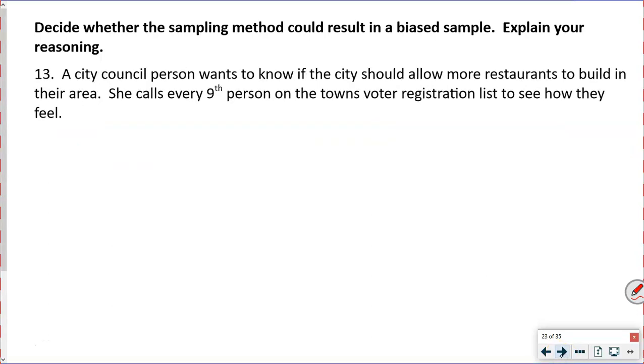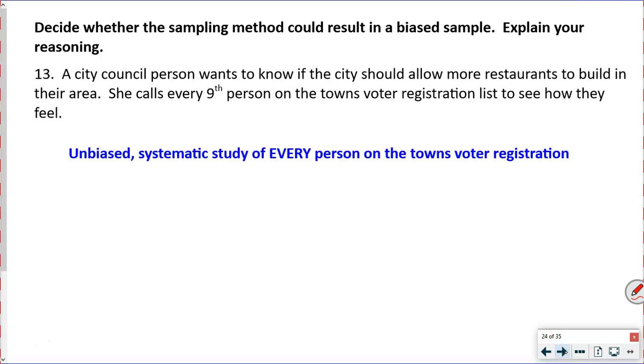So this one says decide whether the sampling method could result in a biased sample. Explain your reasoning. A city council person wants to know if the city should allow more restaurants to be built in their area, so she calls every 9th person on the town voter registration list to see how they feel. What do y'all think about this one? So this is definitely a systematic study of every person on the town's voter registration. So I would say this is unbiased because, if she calls every 9th person, then there shouldn't be anybody over or underrepresented.